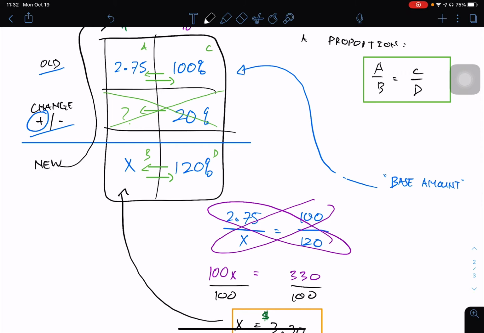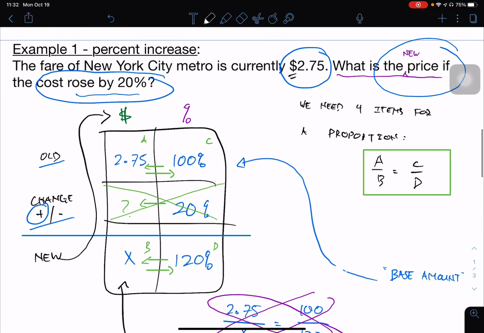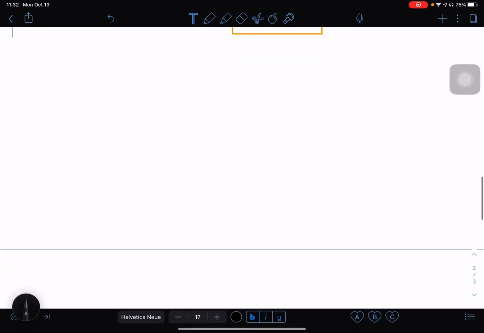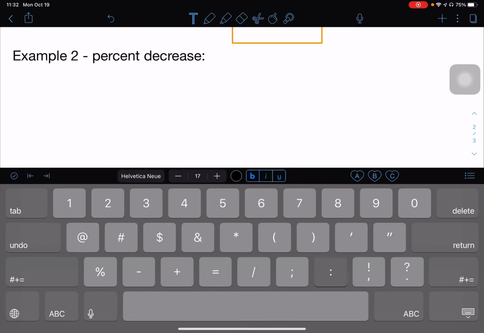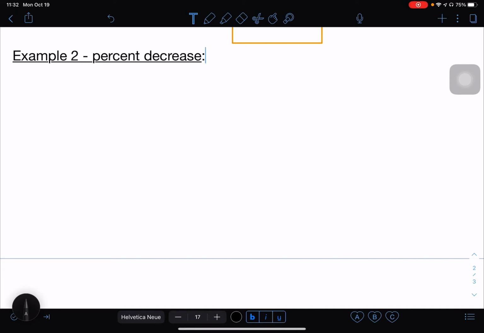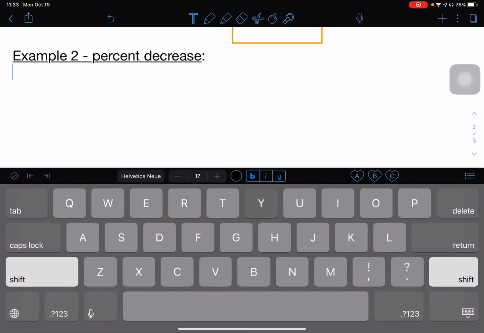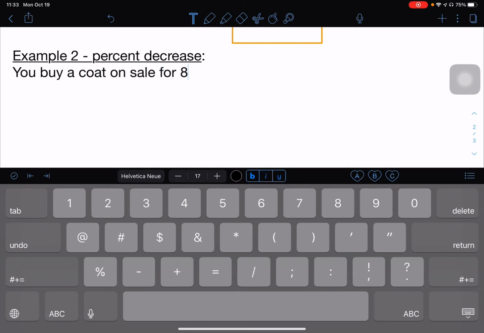All right? So let's do a discount problem or a percentage decrease. Same exact thing, but we talk about a decrease. So let's go example 2 now. Example 2, and we're doing what's now a percent decrease. And say the problem says something such as you buy a coat on sale for 80% off.